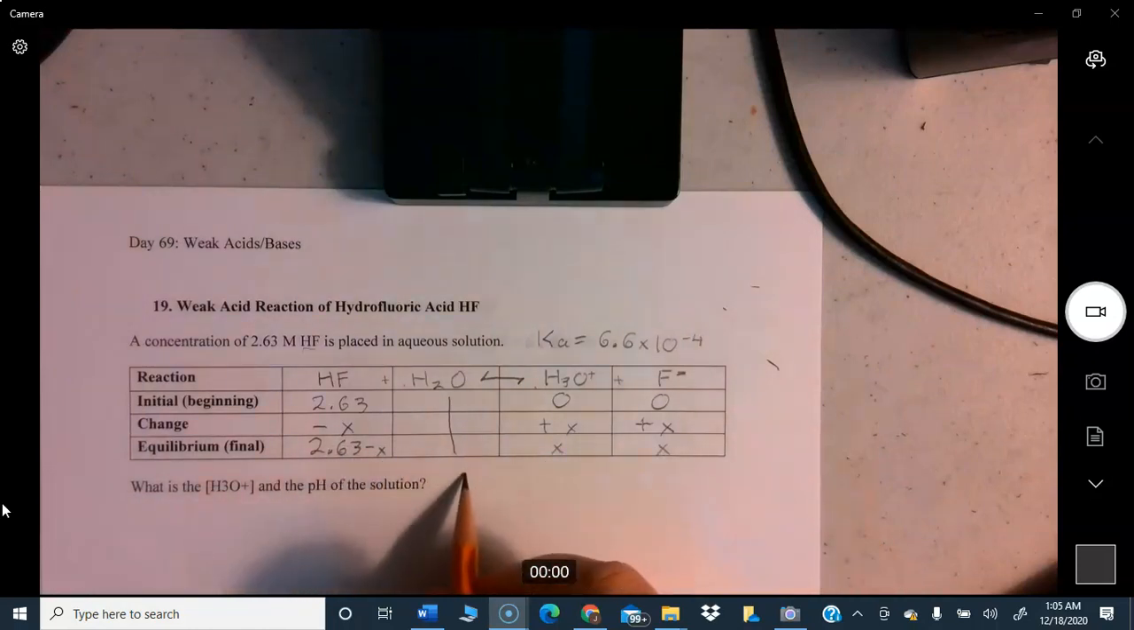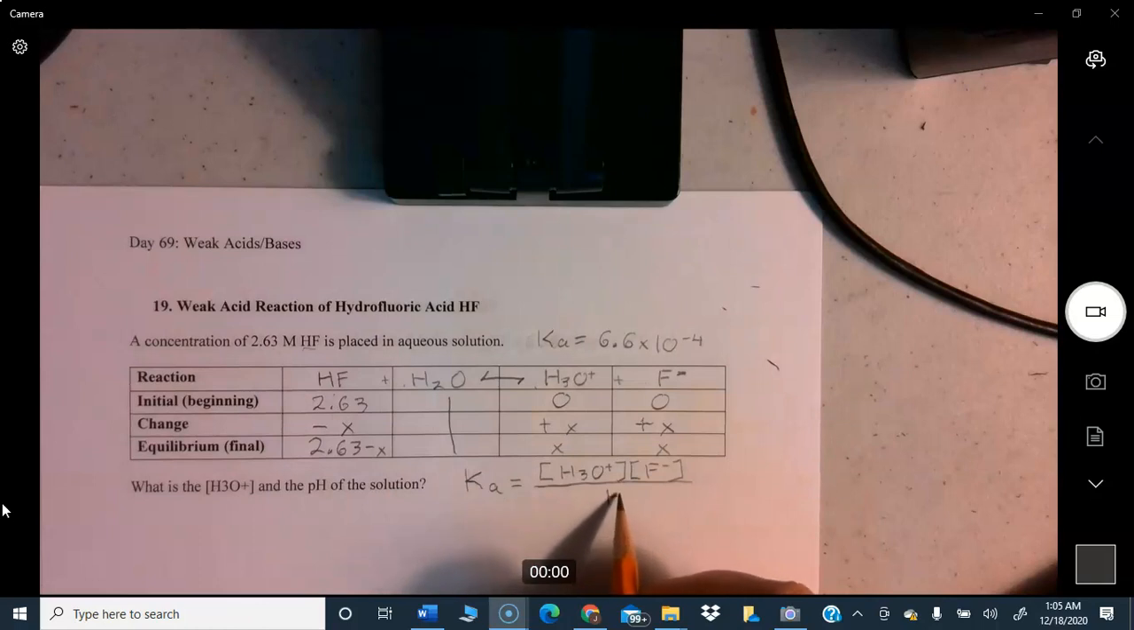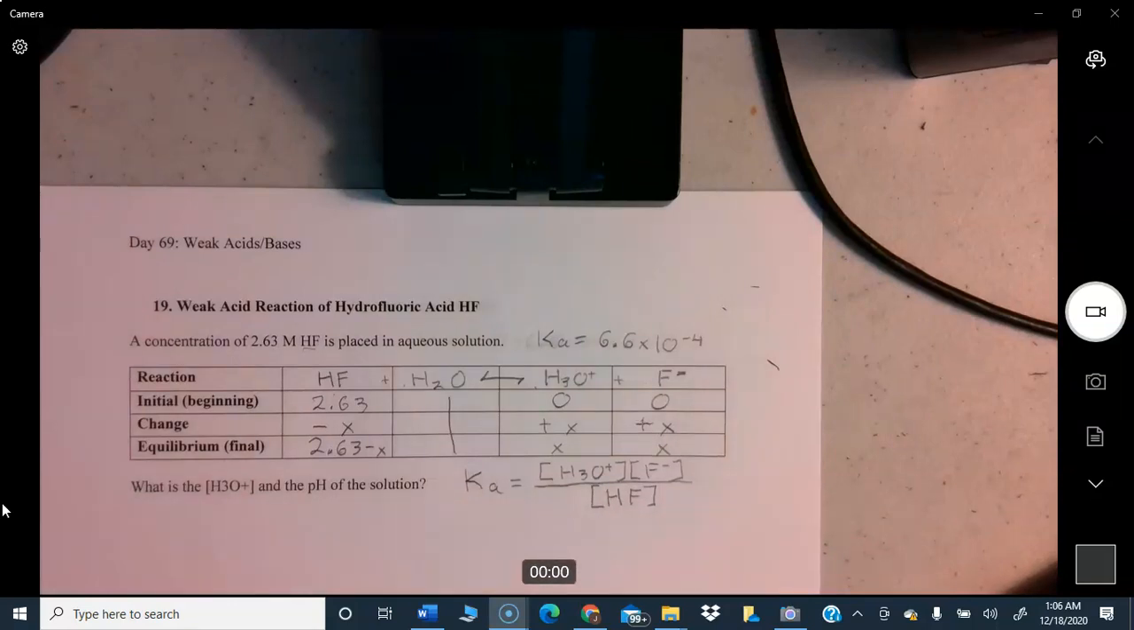Okay, we'll write the law of mass action. And HF goes over here, on the bottom. Okay, there that is. And now we're going to substitute in the algebraic values and the Ka value.